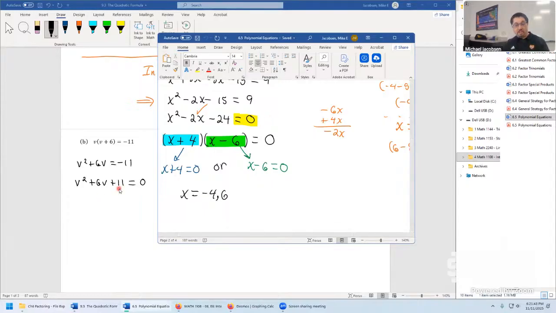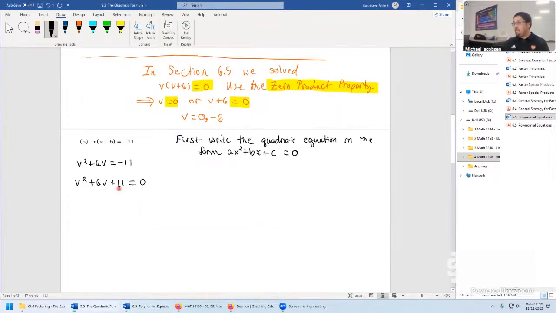I don't see a good shortcut on this one due to that prime number 11. So we're going to hit it with the quadratic formula instead. First step is just write out the quadratic formula. If the variable is v, it'll be v equals negative b plus or minus square root of b squared minus 4 times a times c, divided by 2 times a.